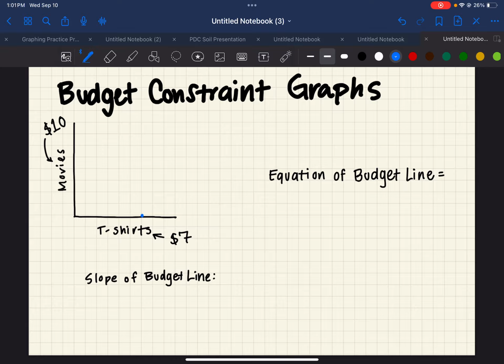Now, how many movies could we see if we got no t-shirts? For $42, we could see 4 movies, right? So they're $10 each. So those 2 points give us our line. We can connect them, and that's our budget line. And that's at $42.